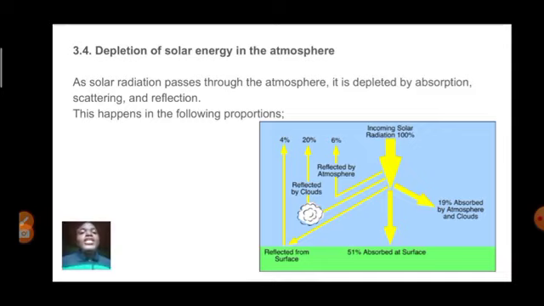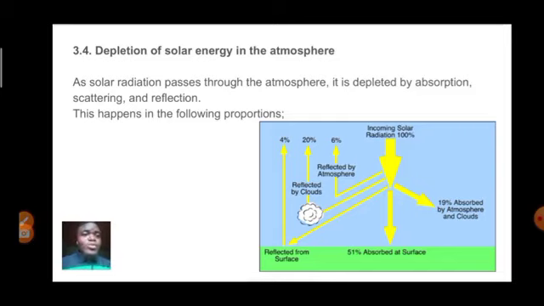Okay, this is to tell us that as solar energy is being produced, as it passes through the atmosphere onto the Earth's surface, it depletes. The quantity, the amount of solar radiation that is produced from the sun is not the same amount that finally reaches the Earth's surface. Okay, looking at the diagram on our screen, we see that 100% of solar energy radiates from the sun.